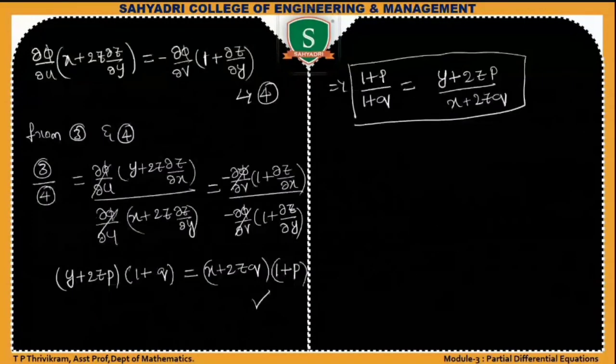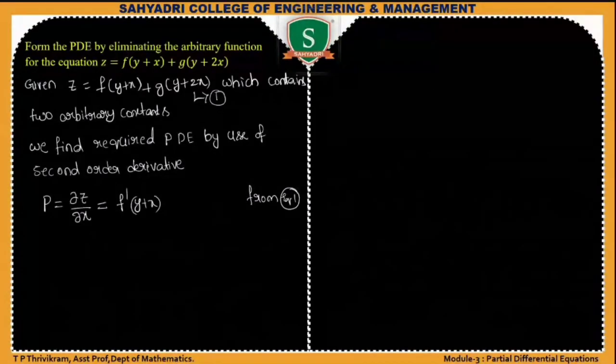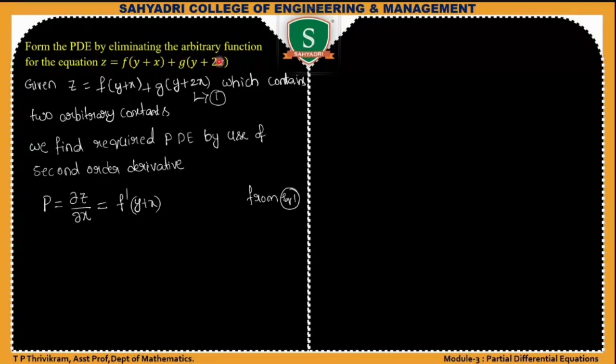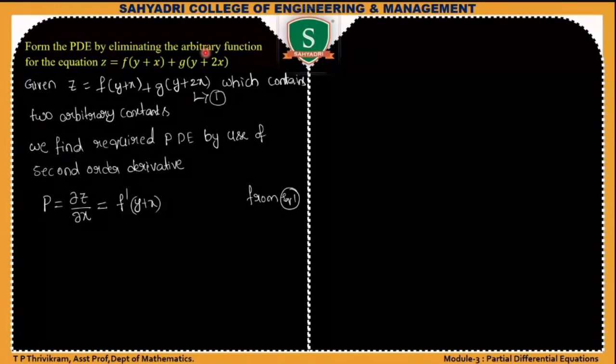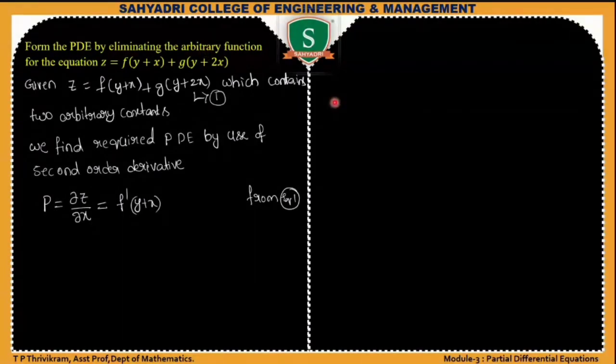Similarly, in this given problem, they have given two arbitrary functions. When they have given two arbitrary functions, we need to make use of second order derivatives. If they have given only one arbitrary function, make use of first order derivatives, that means dou z by dou x, dou z by dou y. But when they give two arbitrary functions, we have to make use of all the derivatives available in the PDE. That means dou z by dou x you need to find, dou z by dou y you need to find. Similarly, dou square z by dou x square, dou square z by dou y square, and dou square z by dou x dou y. All the differentiations we have to make use of.